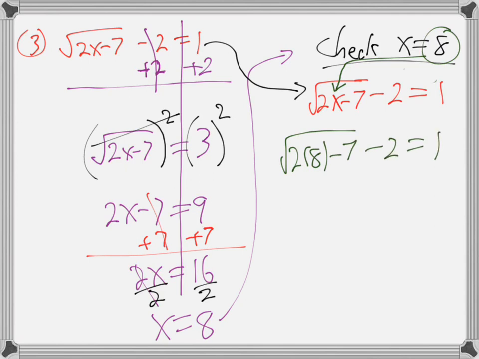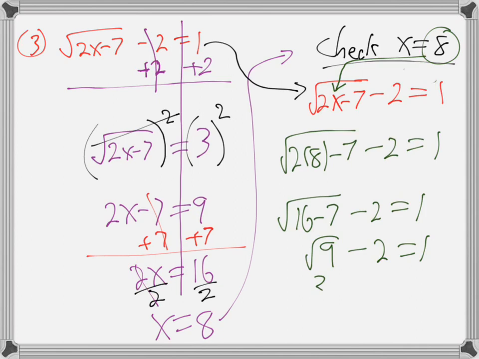Whatever we check, go back to the very first step and we put in the 8. And then we work it out. So what is that? 16 minus 7, 9. What's the square root of 9? 3 minus 2, 1 equals 1. Works perfect. See how that answer 8 made the equation true? So that's the real answer. It usually does work. I mean, it's more rare when it doesn't. So 8's the true answer. Made the equation true, right?